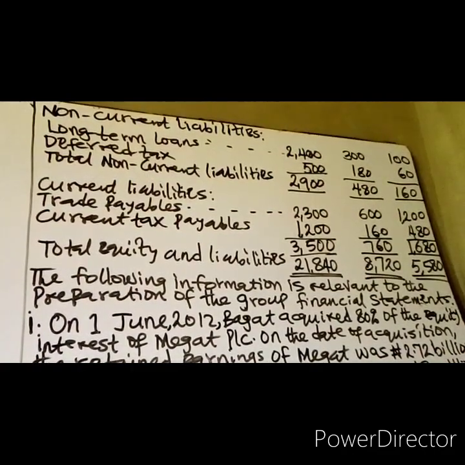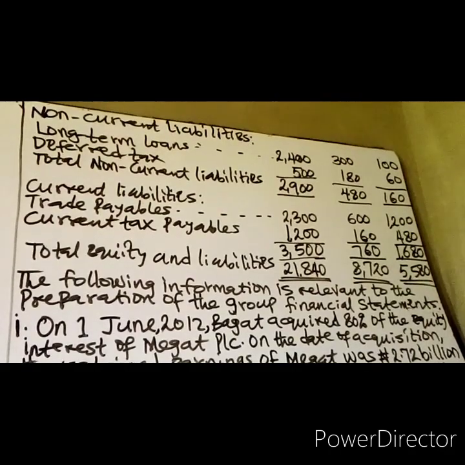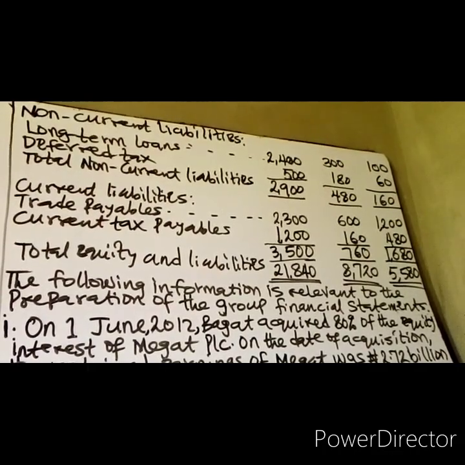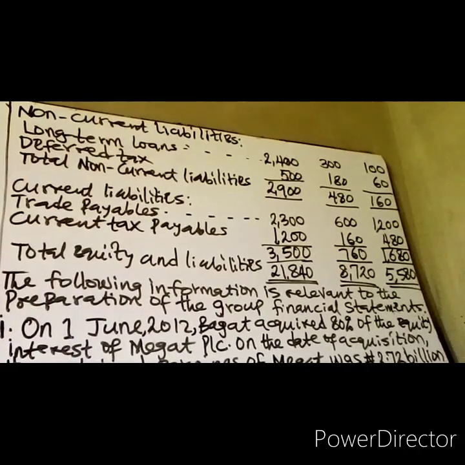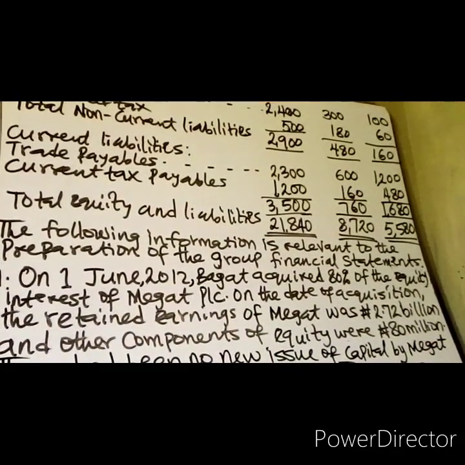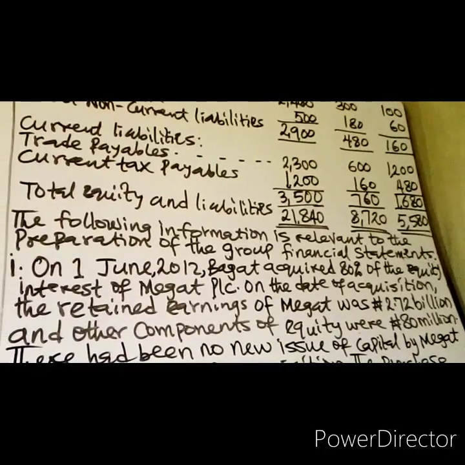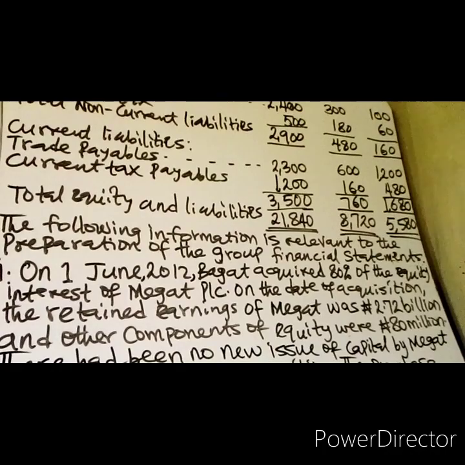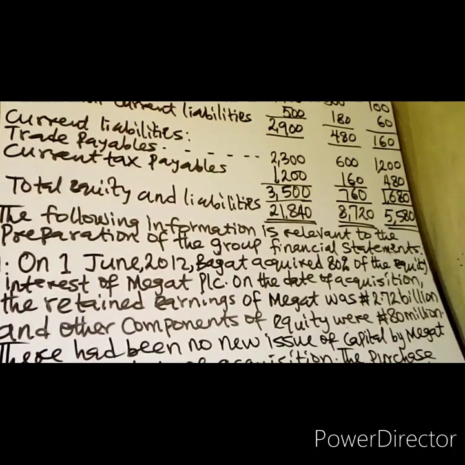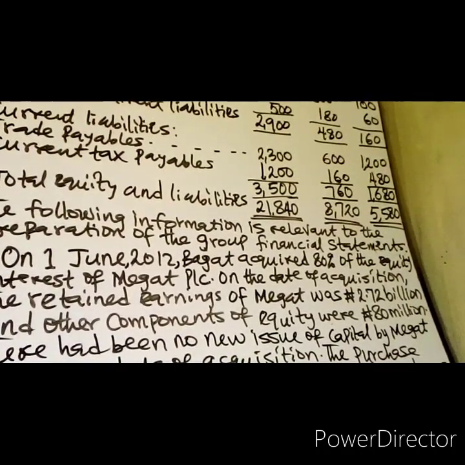Non-current liabilities. We have long-term loans 2,400, 300, and 100. Deferred tax 500, 180, and 60. Total non-current liabilities, we have 2,900, 480, and 160. We have current liabilities. We have trade payables 2,300, 600, and 1,200. We have current tax payables 1,200, 160, and 480. Total equity and liabilities, we have 21,840, 8,720, and 5,580.